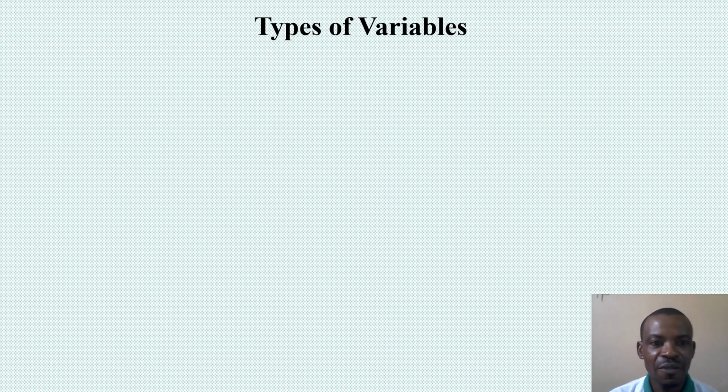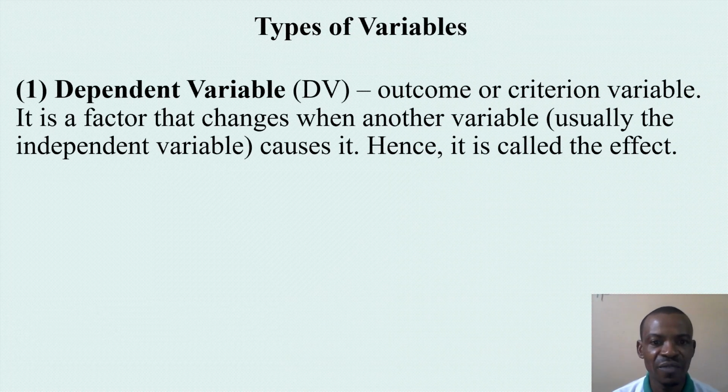All right, the first type of variable we are going to discuss here is the dependent variable, which is designated here with DV. It is sometimes called the outcome variable, or the criterion variable. It is a variable that changes when the independent variable causes it to change. So there is what we call the independent variable. If the independent variable acts on the DV, which is the dependent variable, it changes.